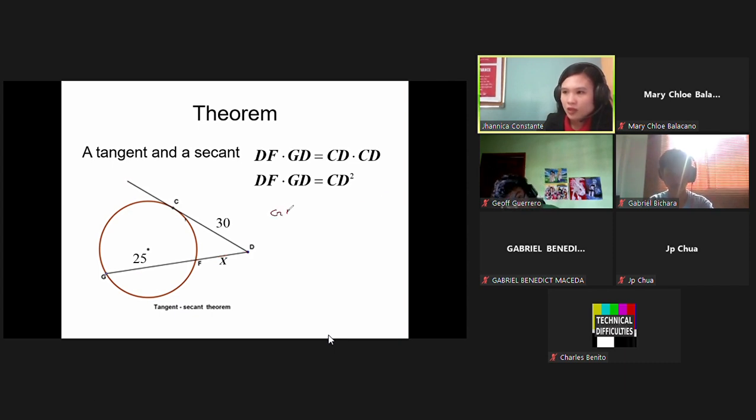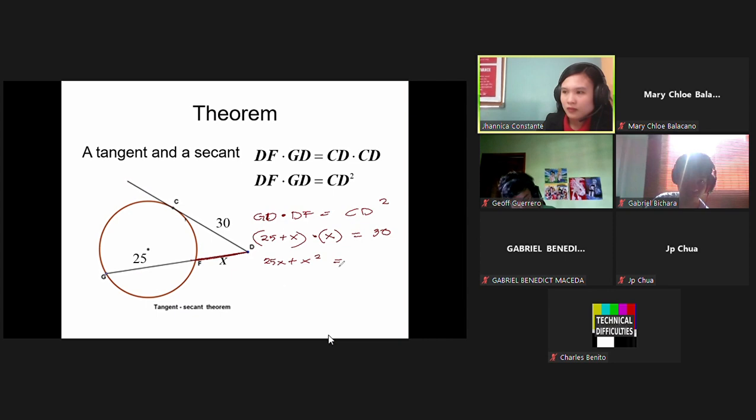Have G F multiplied equals 30 squared. So 30 squared is equal to 900. Since we have squared in the value of x squared, we need to remove the x squared by getting the square root.